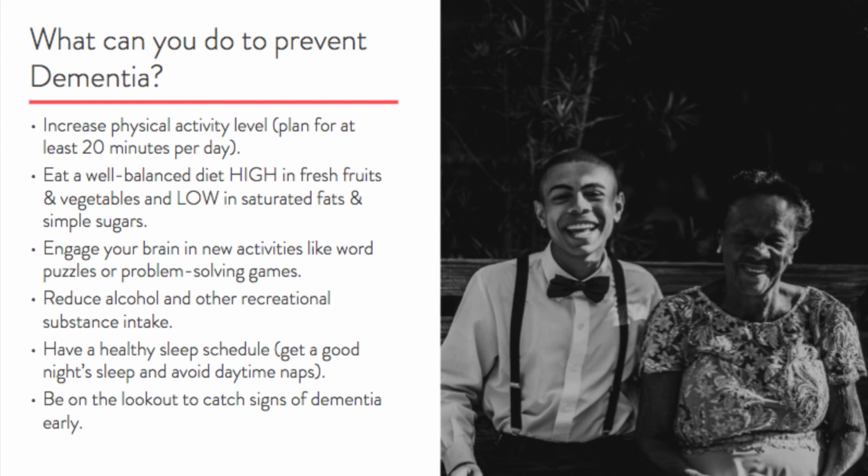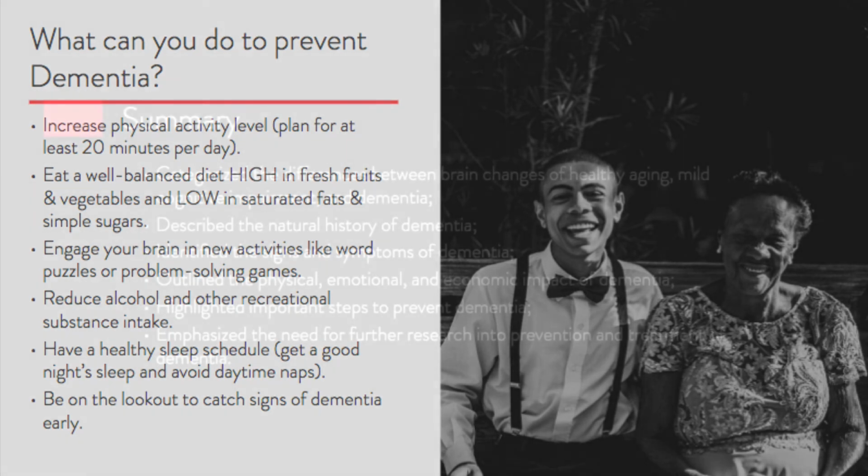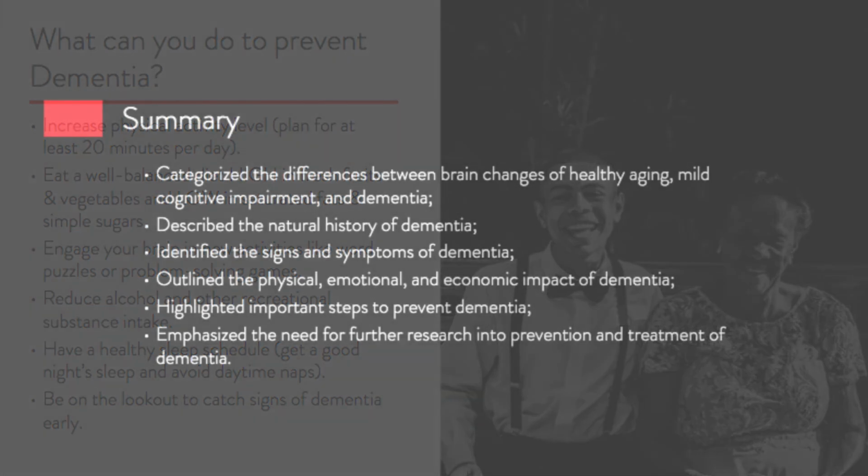Engage your brain in new activities like word puzzles or problem-solving games. Reduce or eliminate alcohol and other recreational substances. Have a healthy sleep schedule. Get a good night's sleep. Be on the lookout to catch signs and symptoms of dementia early.